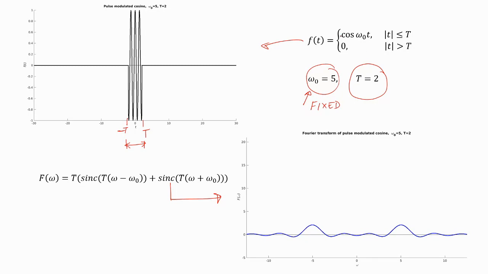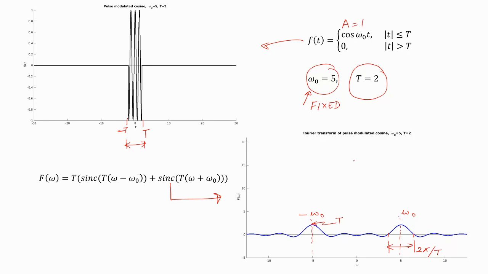So the pulse modulated cosine function takes on 0 value outside this interval minus capital T to T, and in between we have chosen the amplitude of this function to be 1. So in between we'll get a cosine omega naught t variation in this time interval. And the Fourier transform of this function is given by two sinc functions centered at frequencies of minus omega naught and omega naught. And the amplitude of these sinc functions at these two locations is equal to capital T, and the width of these sinc functions is given by 2 pi over T, corresponding to the values where the sinc function takes the first values of 0.